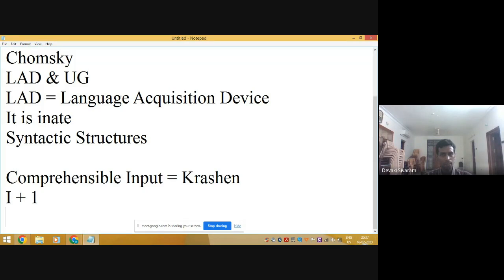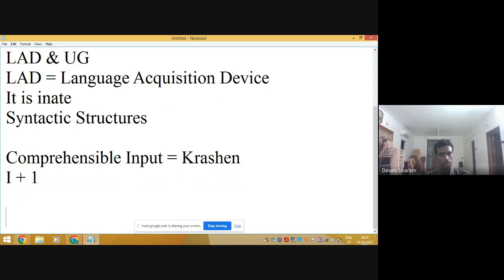And if it is too difficult, the learner will get intimidated, and as a result, language acquisition does not happen. So this is the theory of comprehensible input. This could be a research topic in ELT. If you want to take up a PhD or say a MA project, you can very well do your thesis on comprehensible input.